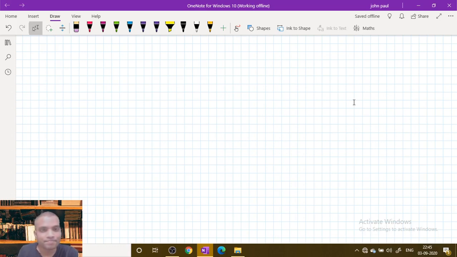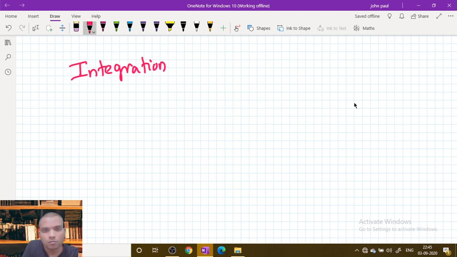Hello everyone. In my previous class, I tried to make you understand the basics of integration. So in this class, I would like to give certain rules in the integration. Otherwise, you can take the integration formulas. I will write them one by one, so when the situation comes, we will use them.